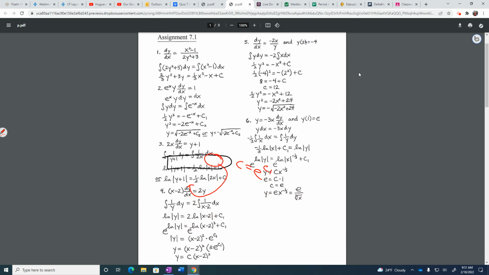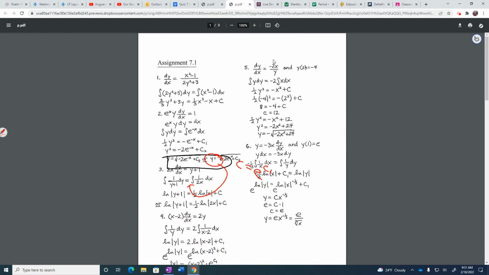And then 5. Doesn't look too bad. The c is 12, so answer here on 5. You want the negative square root because the initial condition was a negative number. Y of 2 is negative 4. So it's really like a negative square root.